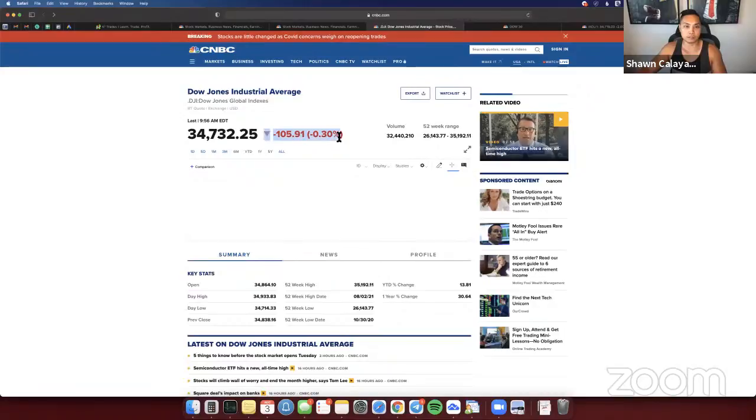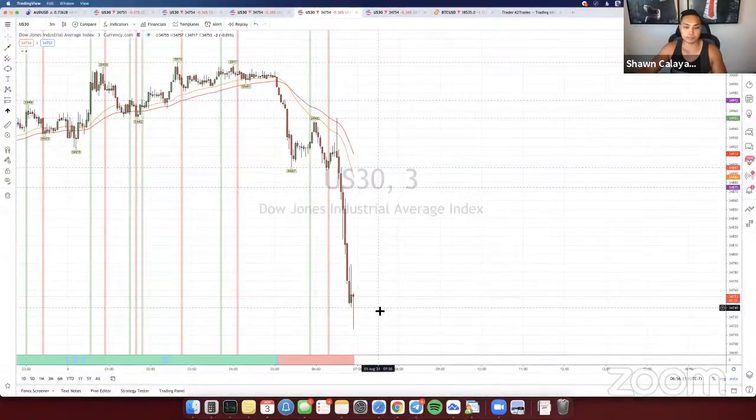So right here, the bias is definitely shifted to a sell. It's now negative 100 points. Now I definitely want to take a sell. As soon as I get a retracement, I'm going to take it because the bias to the sell side is very strong. The technicals here are showing a sell.